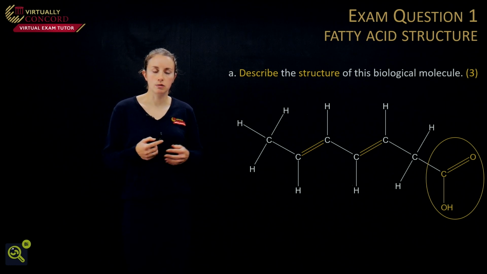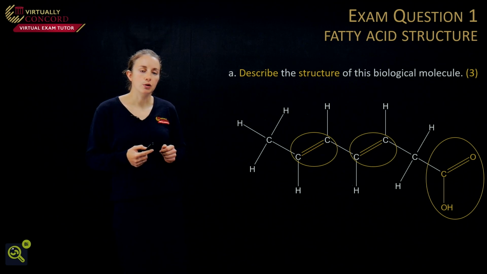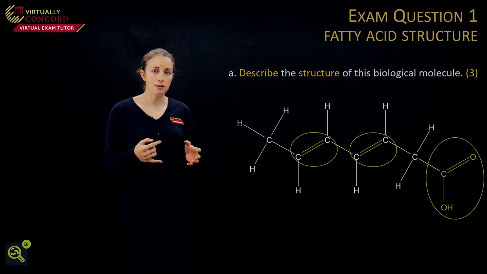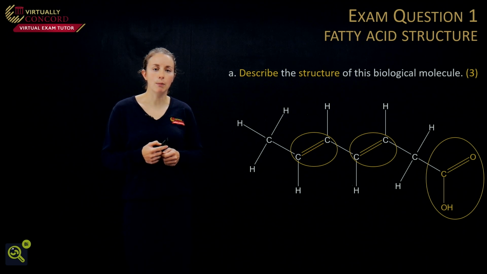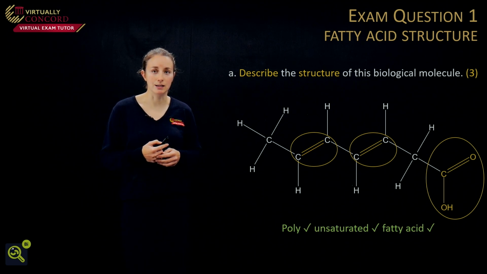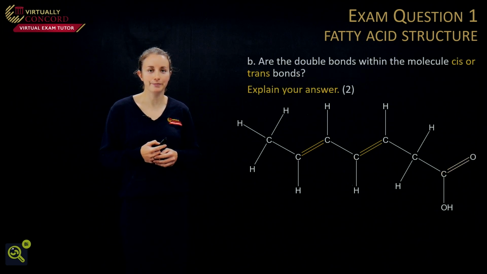So to access those 3 marks, we need to be saying a little bit more. You can see that within the molecule we have 2 carbon-carbon double bonds. That makes this an unsaturated fatty acid, and because there is more than one of them, we can say that it is a polyunsaturated fatty acid to get our 3 marks.